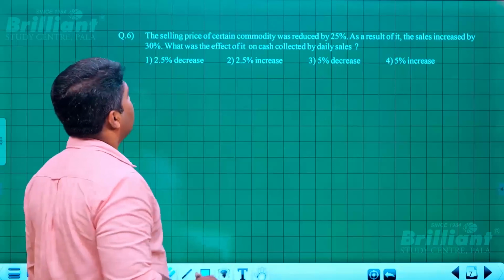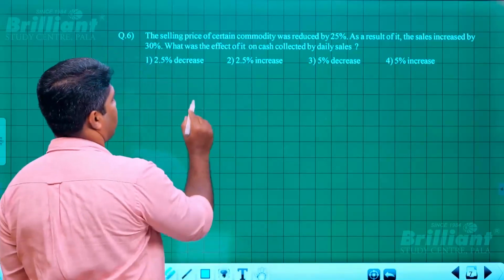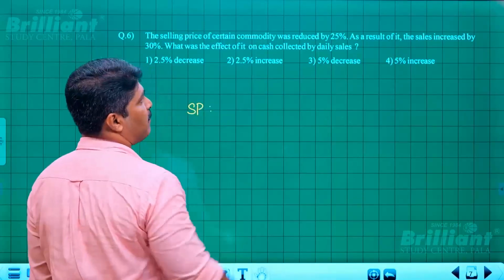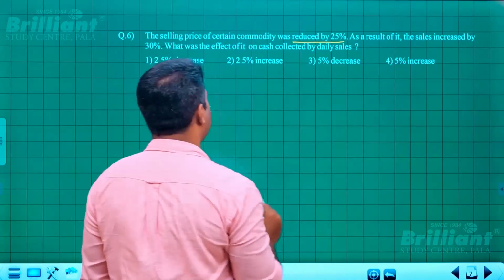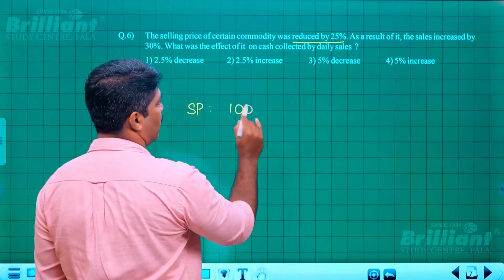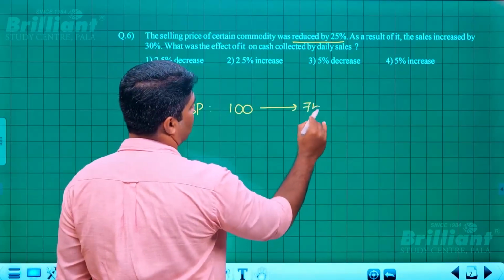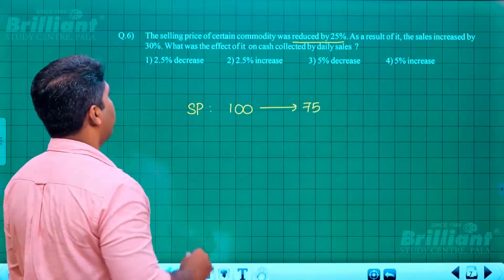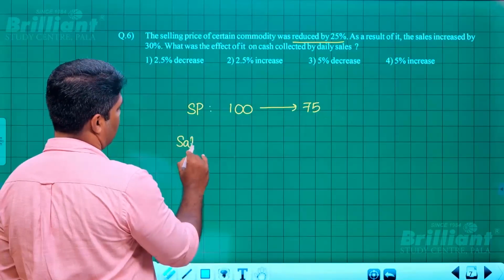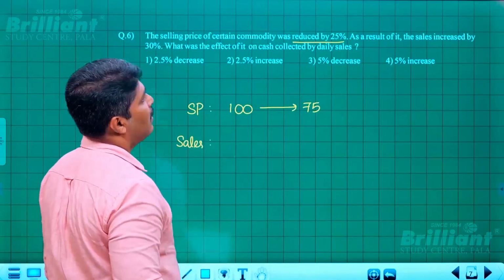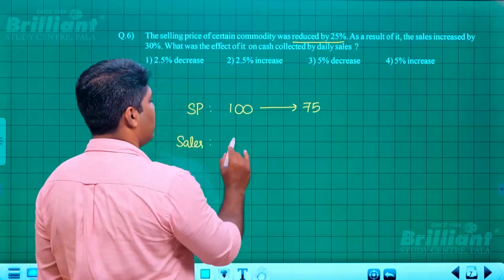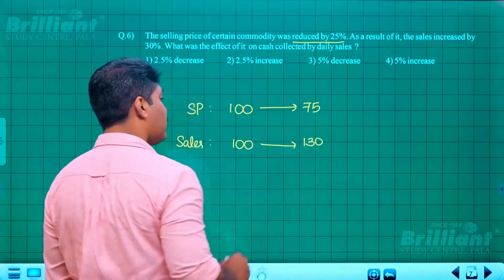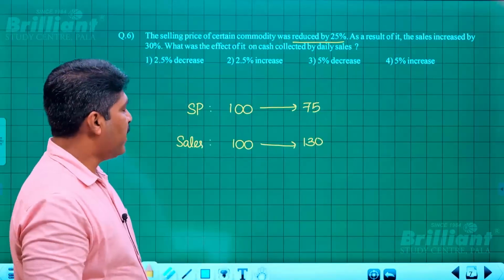So how to consider this one? First I am considering what variation occurred on selling price. Selling price is reduced by 25%. You just simply consider initially that it was 100 rupees. It's reduced by 25%, therefore it becomes 75. And the sales quantity, what happened? It's increased by 30. So that means initially 100 units were sold. Now it is 130. Like this way we can consider.